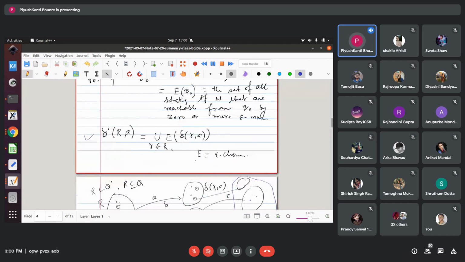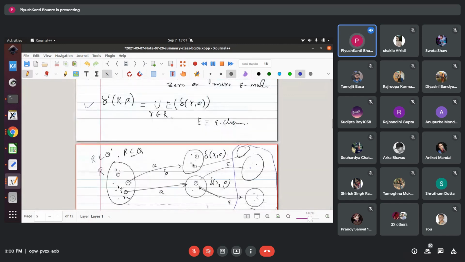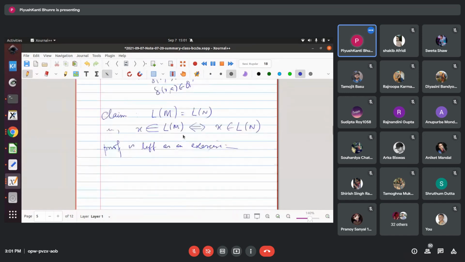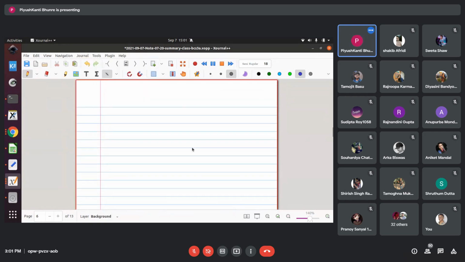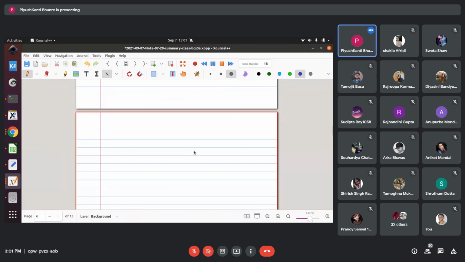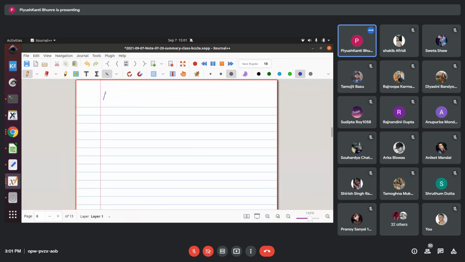Okay. Is the construction clear? How we actually construct it? If not, let's look at these things once again for a particular example. For this example, we construct the DFA. Okay. So illustration.